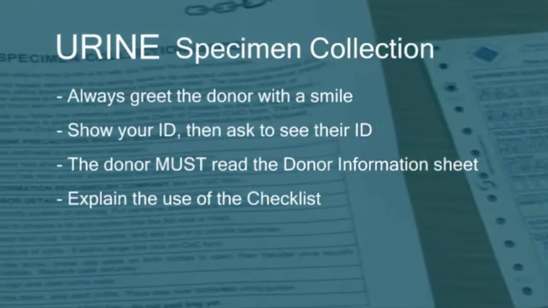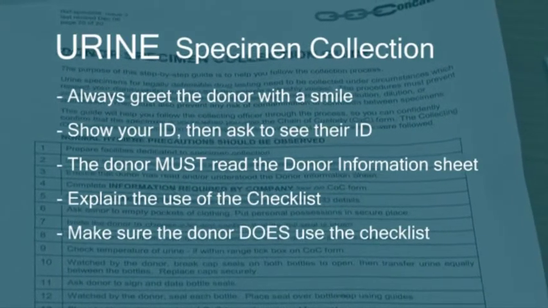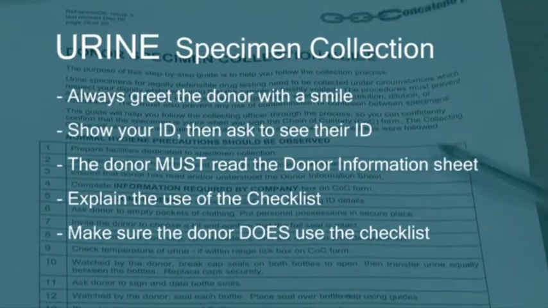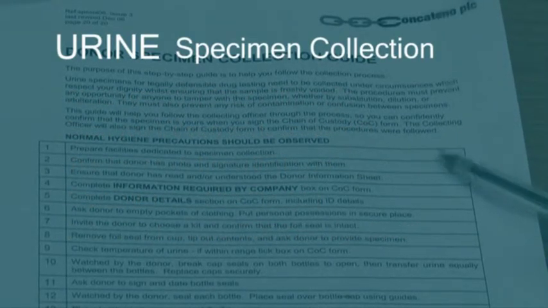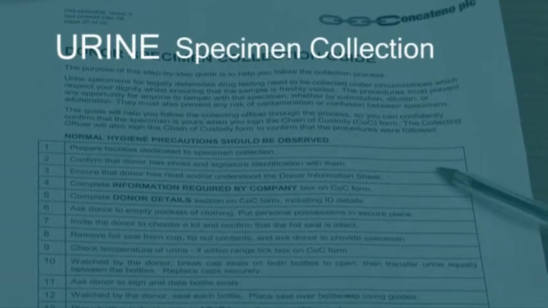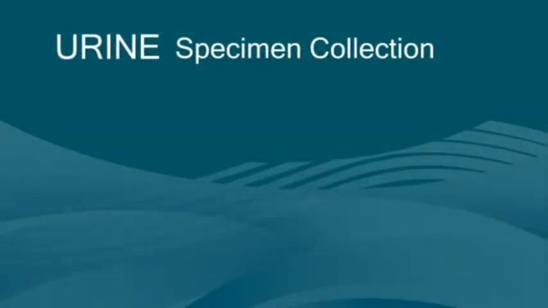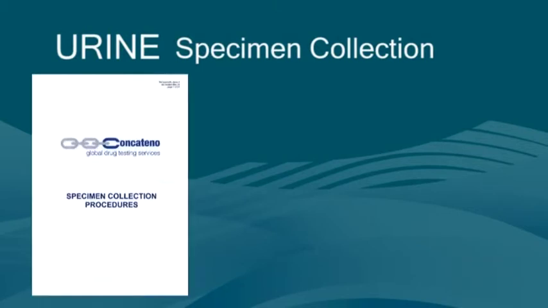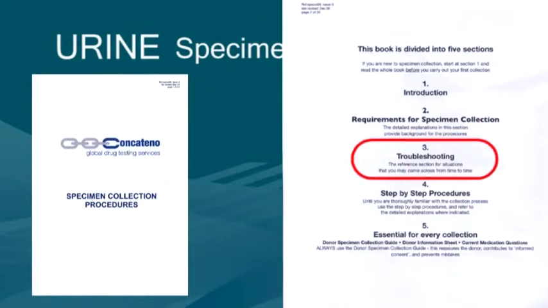Explain the use of the checklist. The donor must follow the checklist with you, so talk them through it, continually referring to the numbered steps, explaining what you are doing at each point. This will take you through the whole process in a logical way and will minimize the possibility of you making mistakes. If you have any doubts about any step, you can also refer to the Specimen Collection Procedures book, which gives more detail and also has a troubleshooting section.